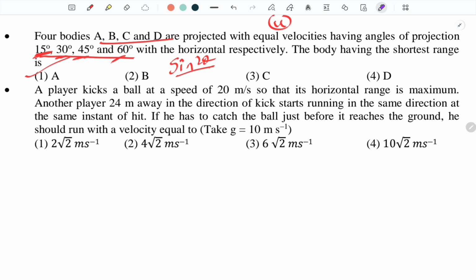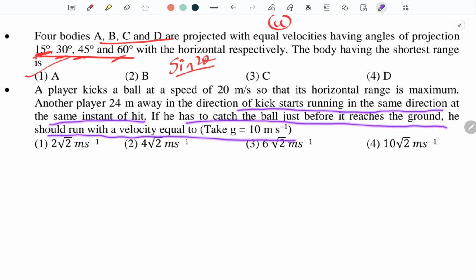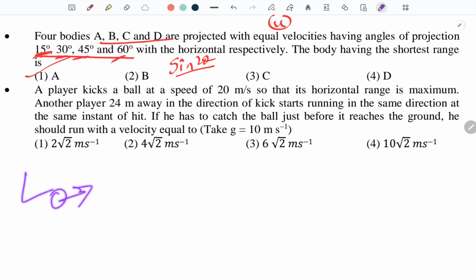Horizontal range is maximum. Another player 24 meters away in the direction of the kick starts running in the same direction at the same instant of hit. If he has to catch the ball just before it reaches the ground, he should run with a velocity equal to... So just understand the question first. The ball is being kicked by someone.